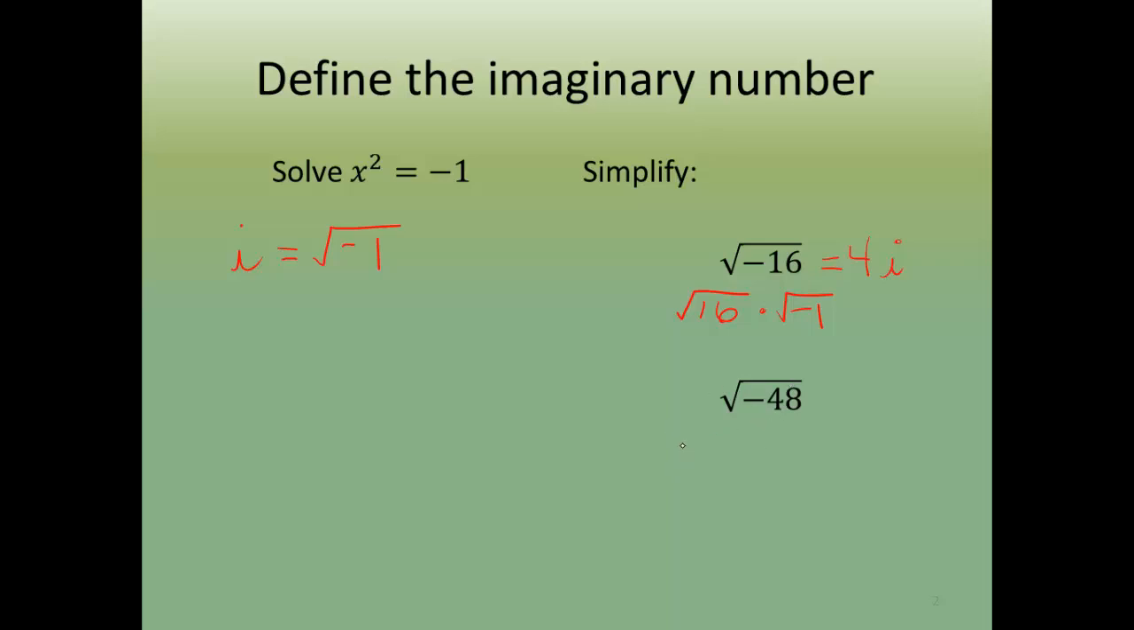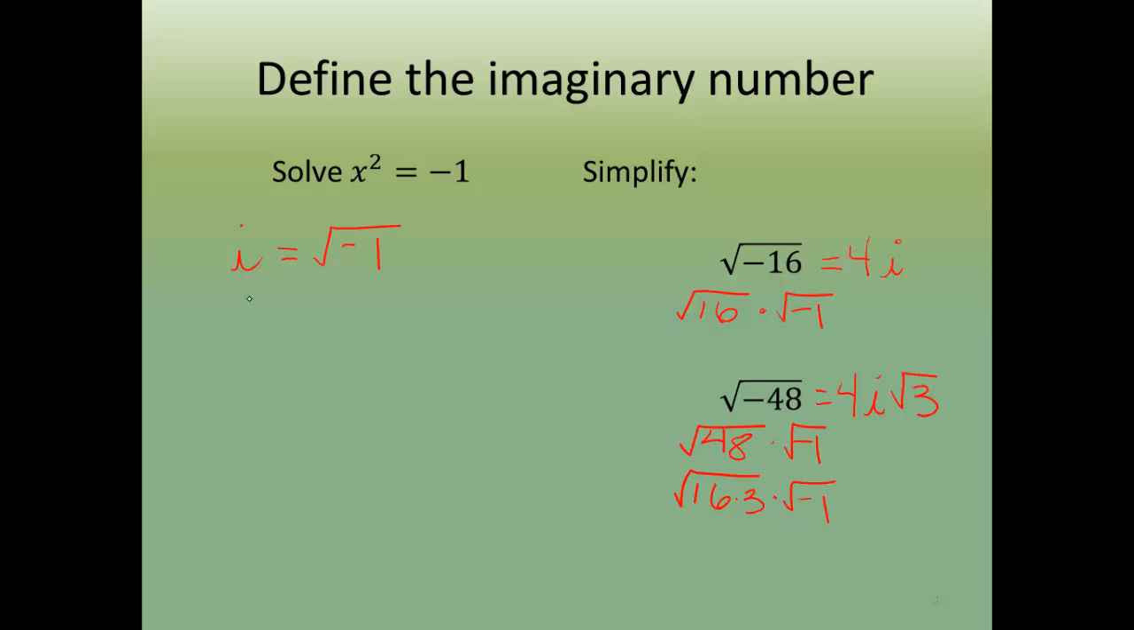Same thing with the square root of -48. It could be the square root of 48 times the square root of -1. 48 then is 16 times 3, and so this can simplify to 4i, and you're left over with the square root of 3.